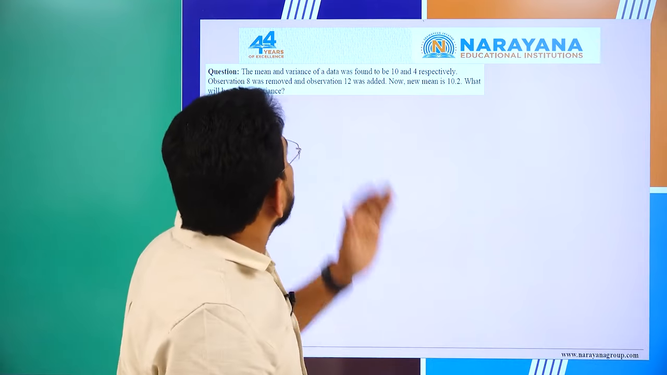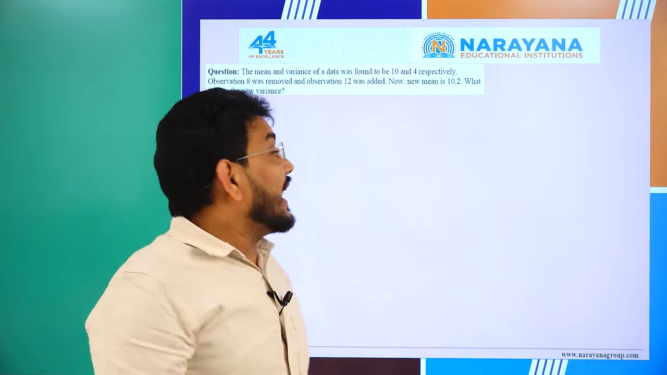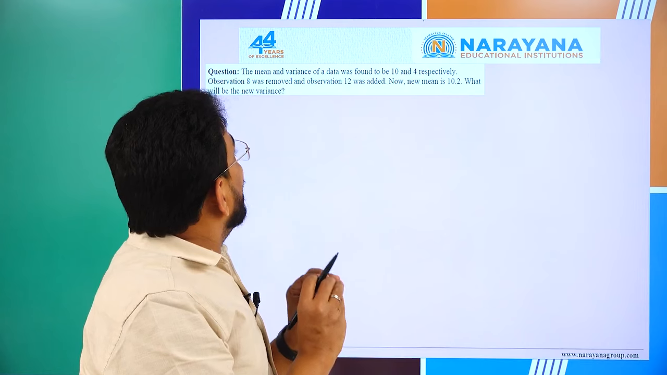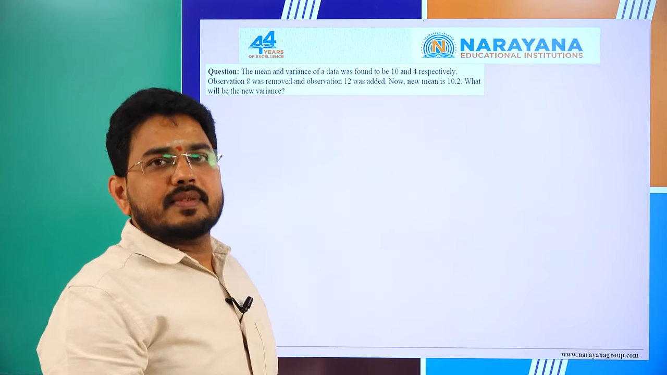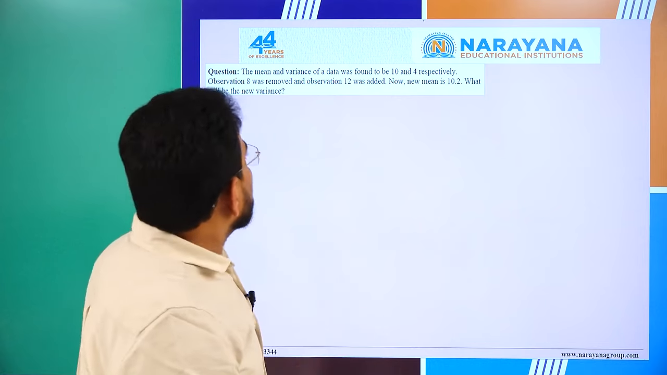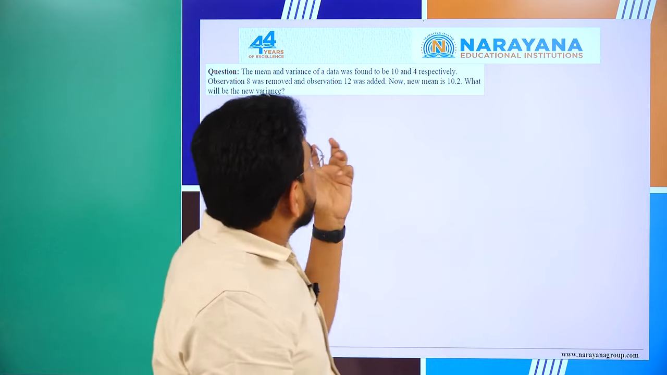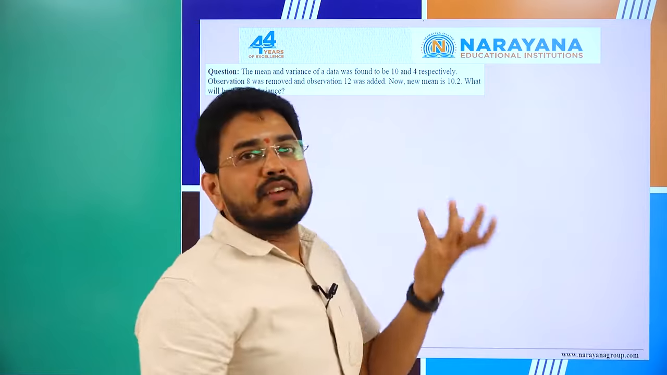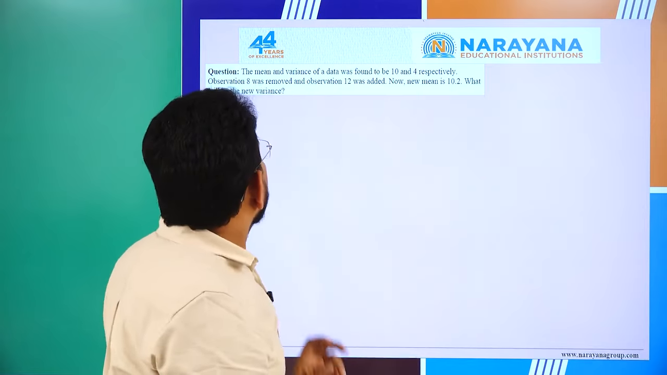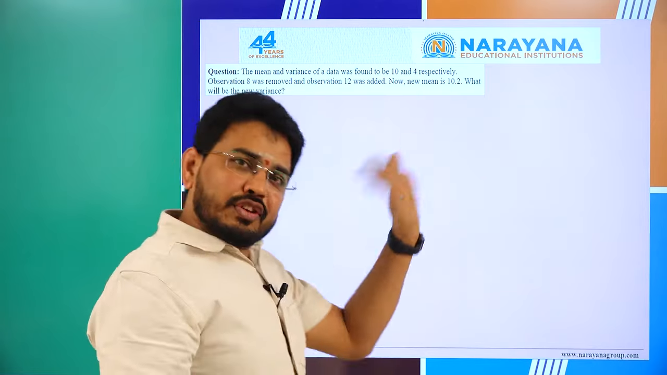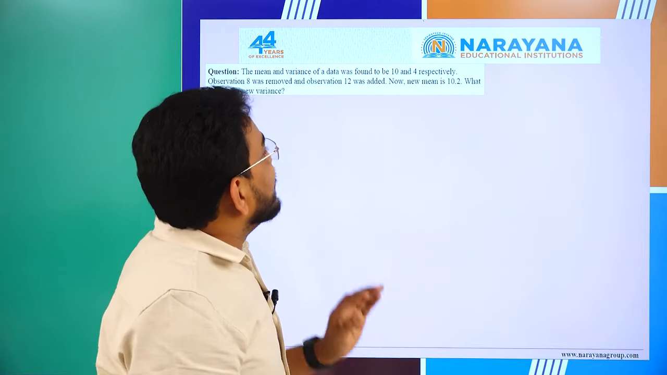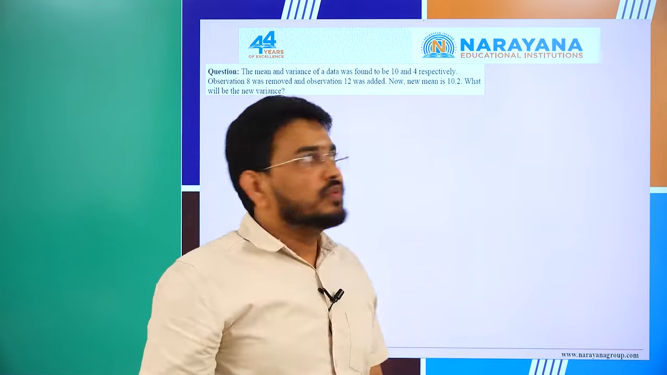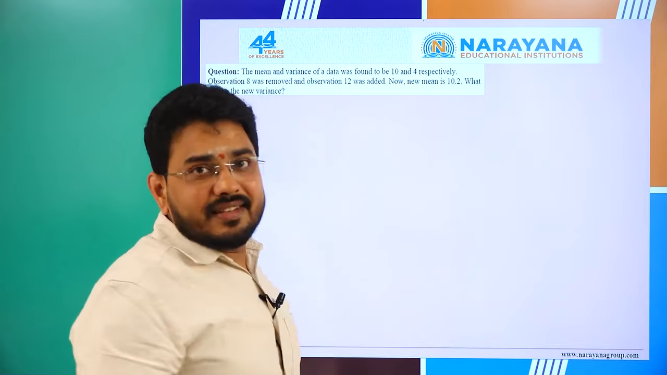this question is from statistics, and they stick to the very basic concept of mean and variance. Read the question. The mean and variance of data was found to be 10 and 4 respectively. Observation 8 was removed and replaced with 12. The new mean is 10.2, and what is the variance?